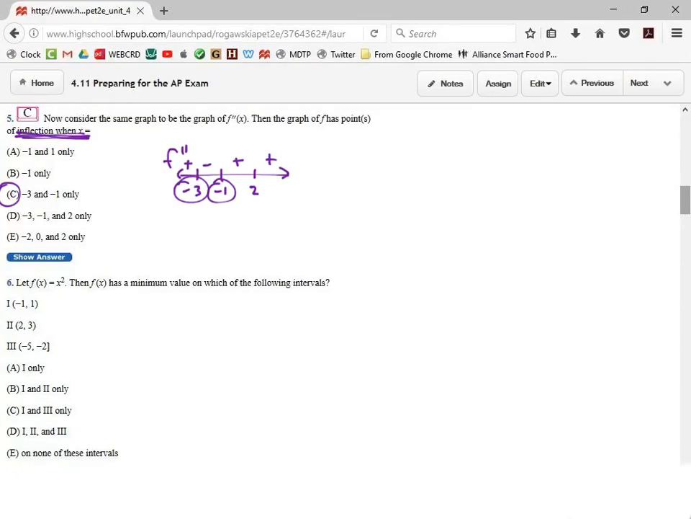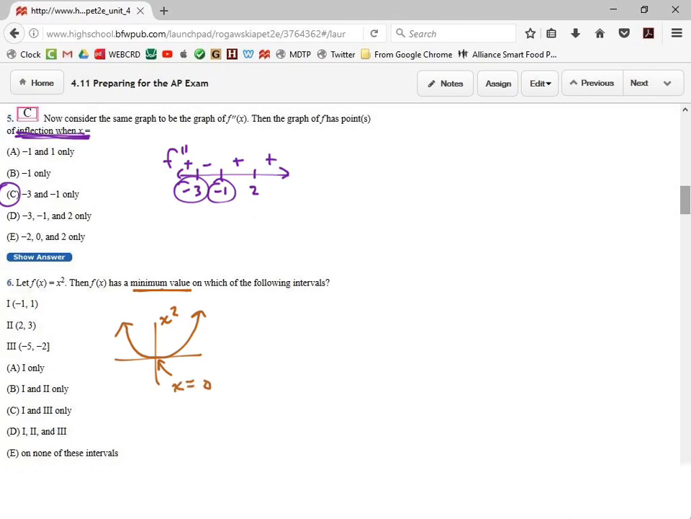Now number 6. Let's attack this guy with a vengeance. No, I was joking. Sorry. All right, so we're looking for the minimum value for this guy, which is kind of obvious. I mean, we know what x squared looks like. If I were to graph x squared, it looks something like this. We know that there's a minimum value at x equals 0.